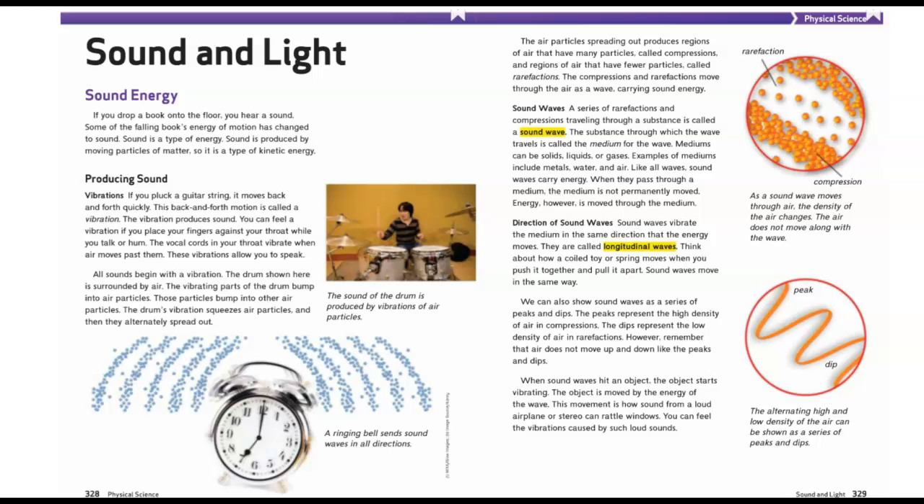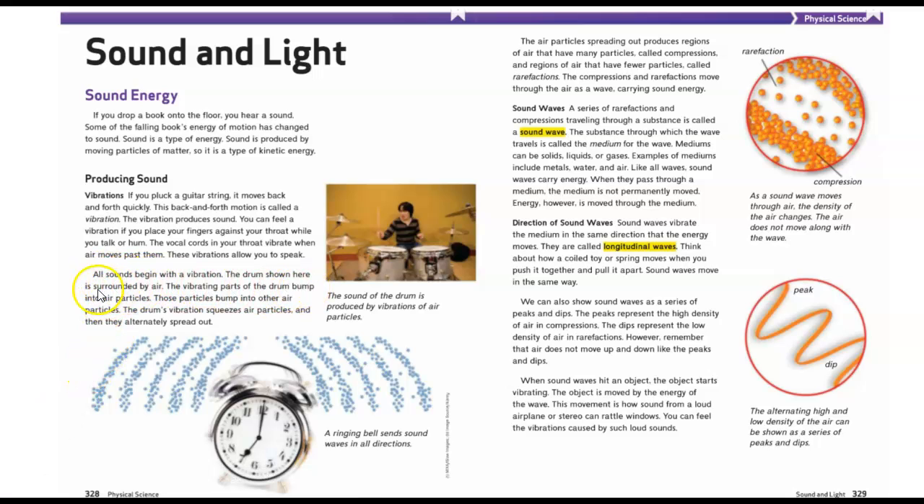Producing sound: vibrations. If you pluck a guitar string, it moves back and forth quickly. This back and forth motion is called a vibration. This vibration produces sound. You can feel a vibration if you place your fingers against your throat while you talk or hum. The vocal cords in your throat vibrate when air moves past them. These vibrations allow you to speak. All sounds begin with a vibration.